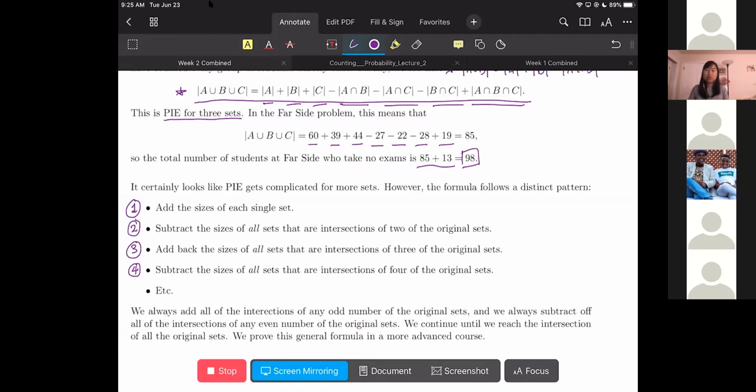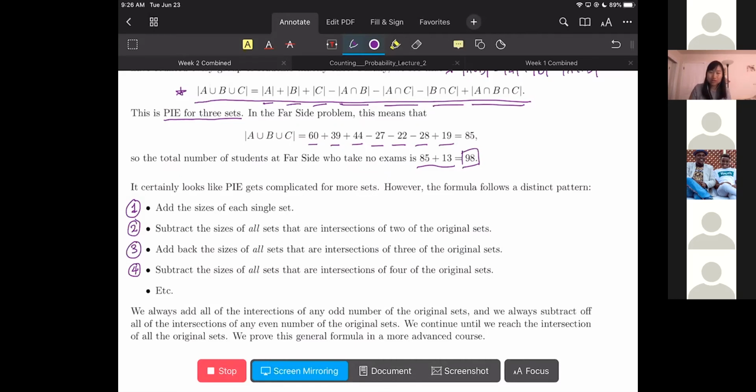We won't go into proof for this, but if you're interested, it's something that you can look up online, and then if you have any questions about it, you can post it in Piazza. But for just this course, we'll just focus on applying this principle, and then kind of in your own time, you can look up how to actually prove it.